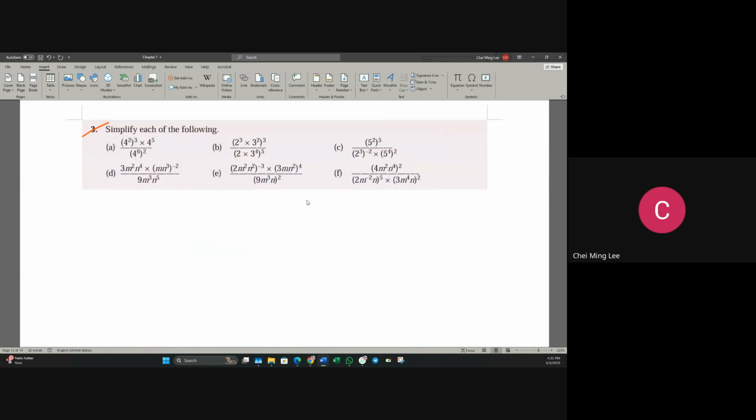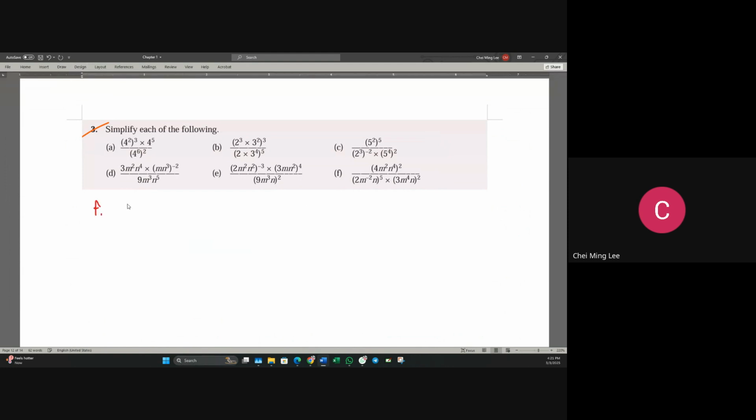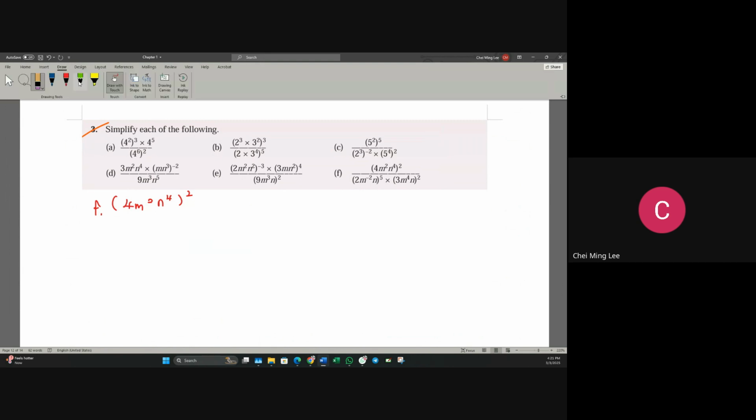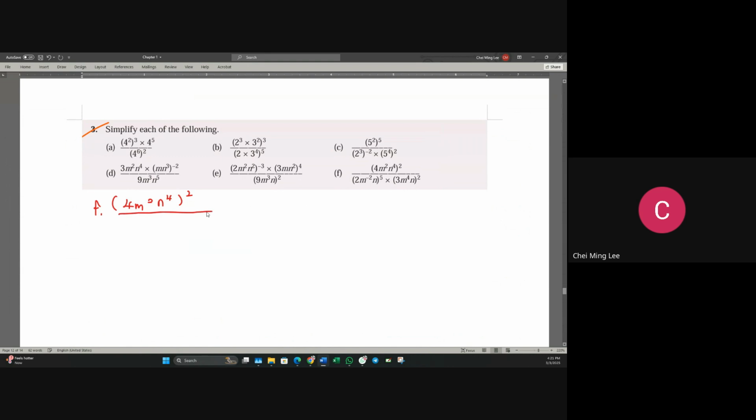Okay, so for this one, F, it should be 4m squared n to the power of 4, to the power of 2, then divided by 2 to the power of 2, m to the power of -2, n to the power of 5, times 3m to the power of 4, n to the power of 2.